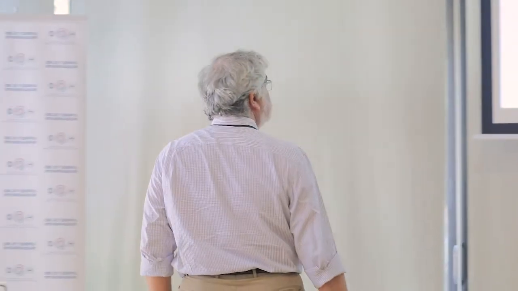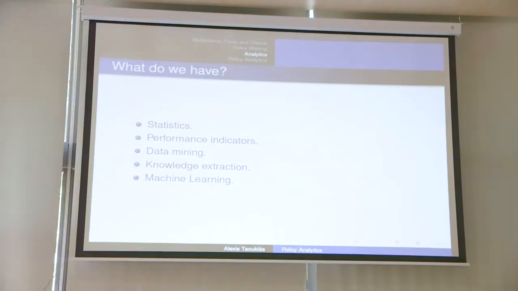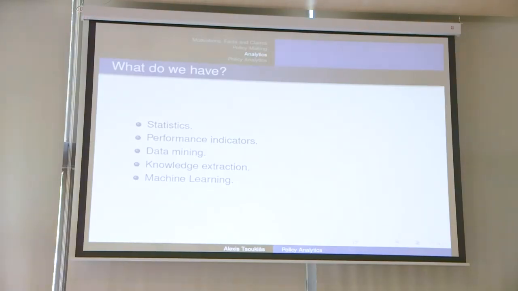Now, these are the specificities of public policy making. In front of that, the instruments we have are pretty traditional. What do we have? We have statistics. We have performance indicators. More elaborated statistics. We have data mining, knowledge extraction, machine learning. But we have nothing which is specially geared for the special purposes I was talking about.